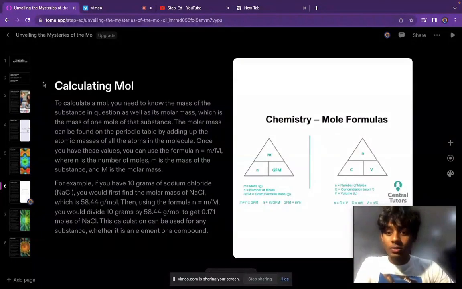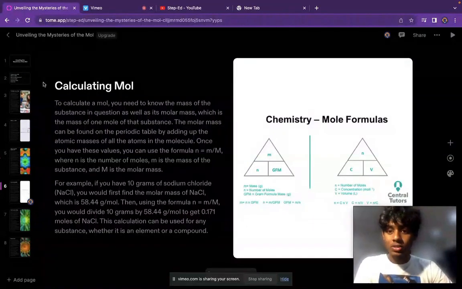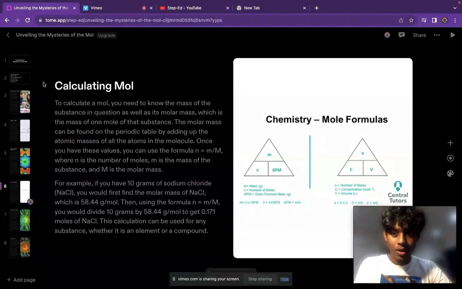To calculate a mole, you need to know the mass of the substance in question as well as its molar mass, which is the mass of one mole of that substance. The molar mass can be found on the periodic table by adding up the atomic masses of all the atoms in the molecule. Once you have these values, you can use the formula n equals m over M, where n is the number of moles, m is the mass of the substance, and M is the molar mass.